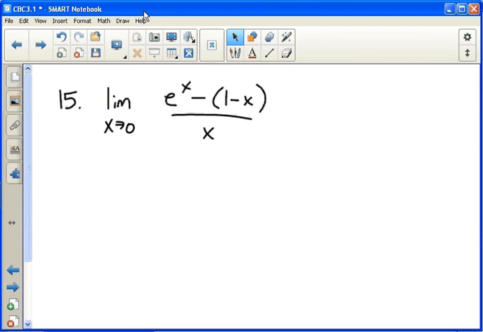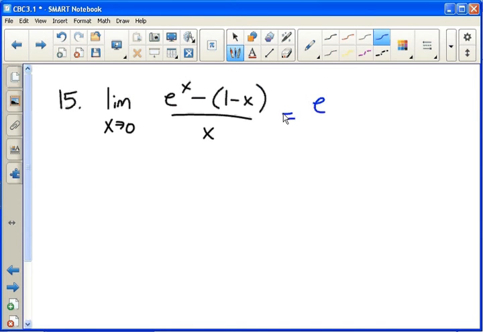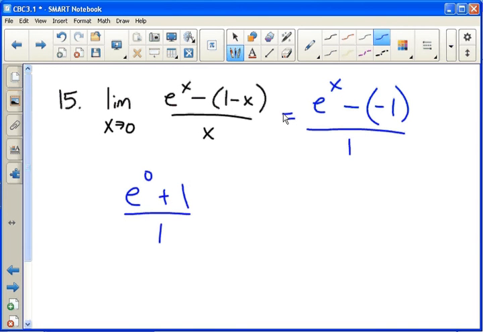Number 15, if you plug 0 in the top, you do get 0, and in the bottom you get 0 as well. So it is an indeterminate form. So we can take the derivative of the top. The derivative of e to the x is itself, minus the derivative of 1 minus x is negative 1, all over the derivative of x, which is 1. So I get e to the x plus 1, so e to the 0 plus 1 over 1. So that's 1 plus 1 over 1, giving us our final answer of 2.